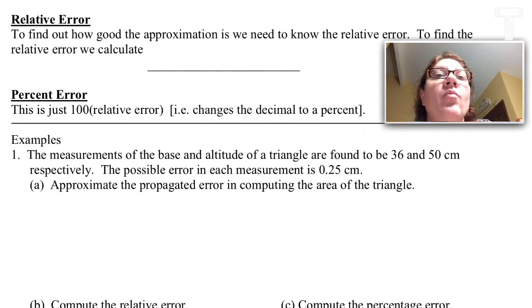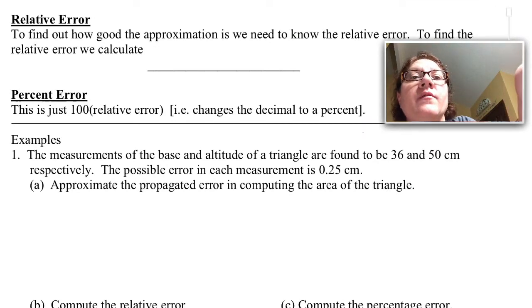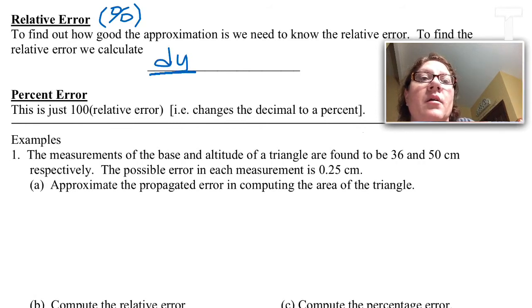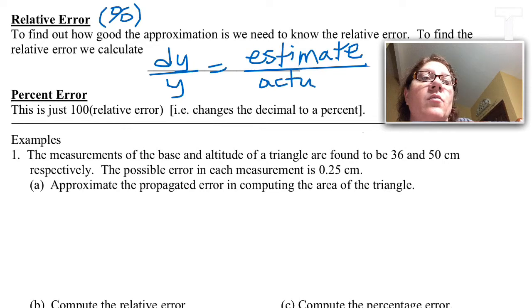And then to figure out the relative error, of course, relative just means that it's based on a total or the whole, so it's going to be a percent. And so I would take my estimate and put it over the actual. And we'll remind ourselves what that actually means. dy would be my estimate, and y would be my actual y value.